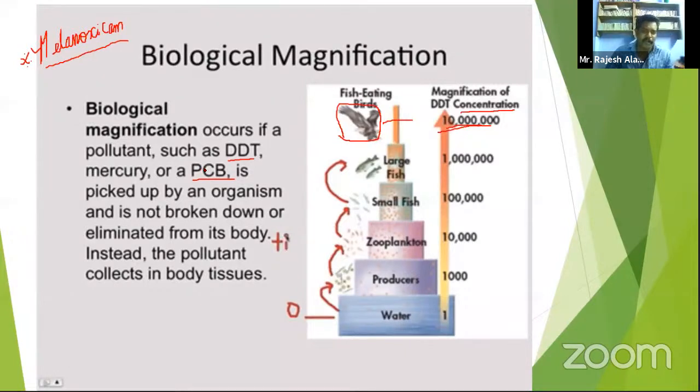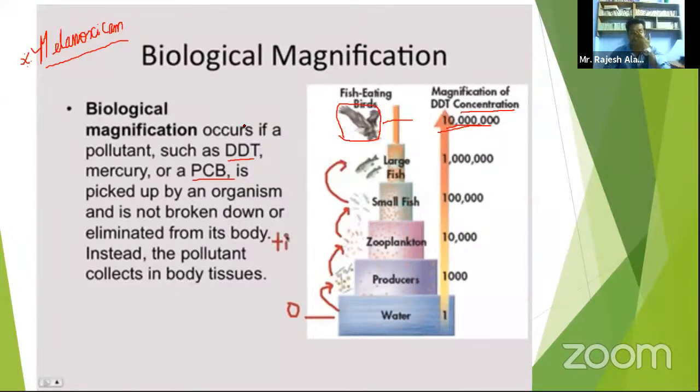PCBs, polychlorinated biphenyls. By any means, they are very, very persistent. These DDT and PCBs, even though they are banned, still now we are reaping the effect. They have found their way reaching the marine ecosystem, right? Causing biomagnification. So I told, for biomagnification to happen, what should be the nature of the chemical?